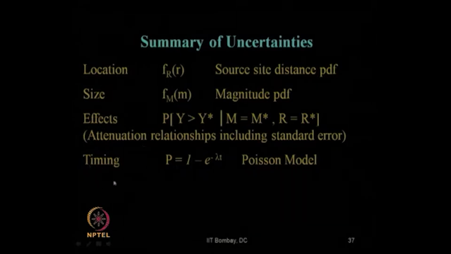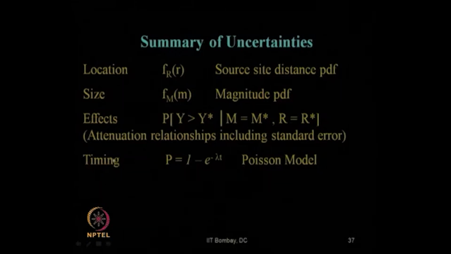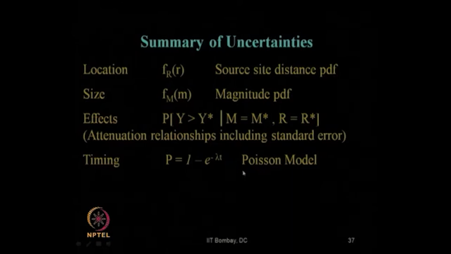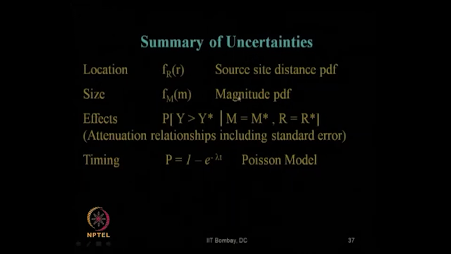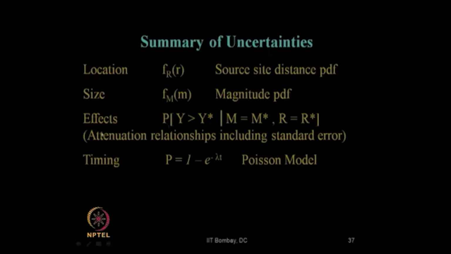And what is the fourth uncertainty? The fourth uncertainty is the timing. How can we consider that fourth uncertainty? Through the use of the Poisson model, which accounts for how the time factor will affect, and the number of occurrences as well. In that fashion, we need to look into all the uncertainties in probabilistic seismic hazard analysis: location related uncertainty, size related uncertainty, effect related uncertainty, and timing related uncertainty.